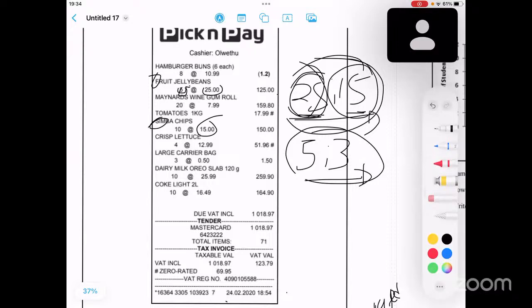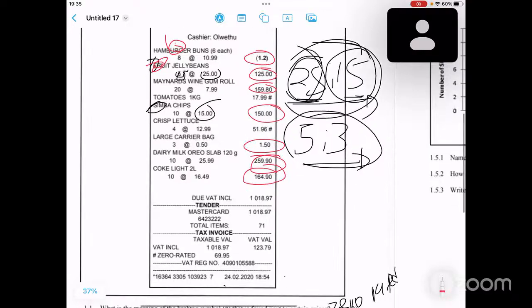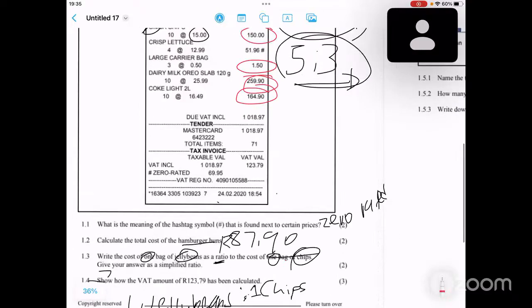Okay, let me use a different color. Let me use red. This one has VAT, and this one has VAT. Let me just circle the amounts. And this one also has VAT. This one also has VAT, and this one has VAT, and this one has VAT. So we said 1.2, we got 87.90.